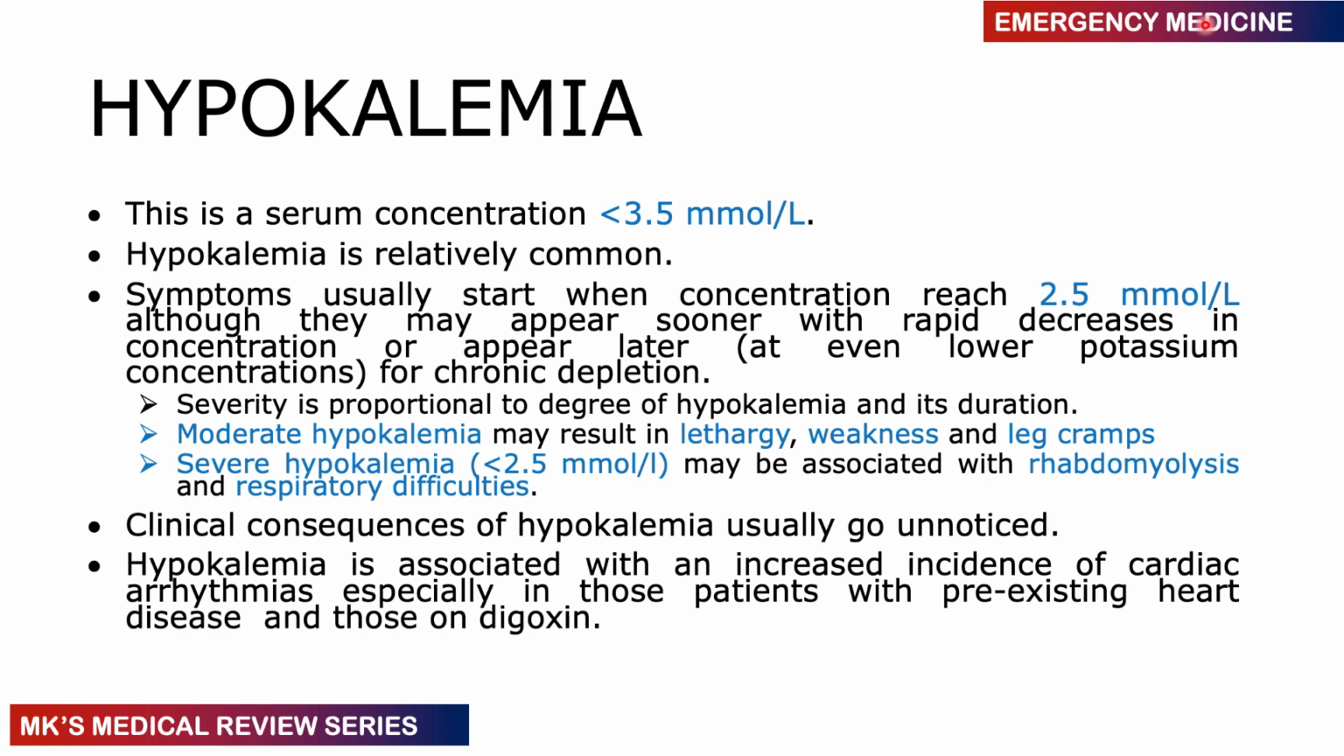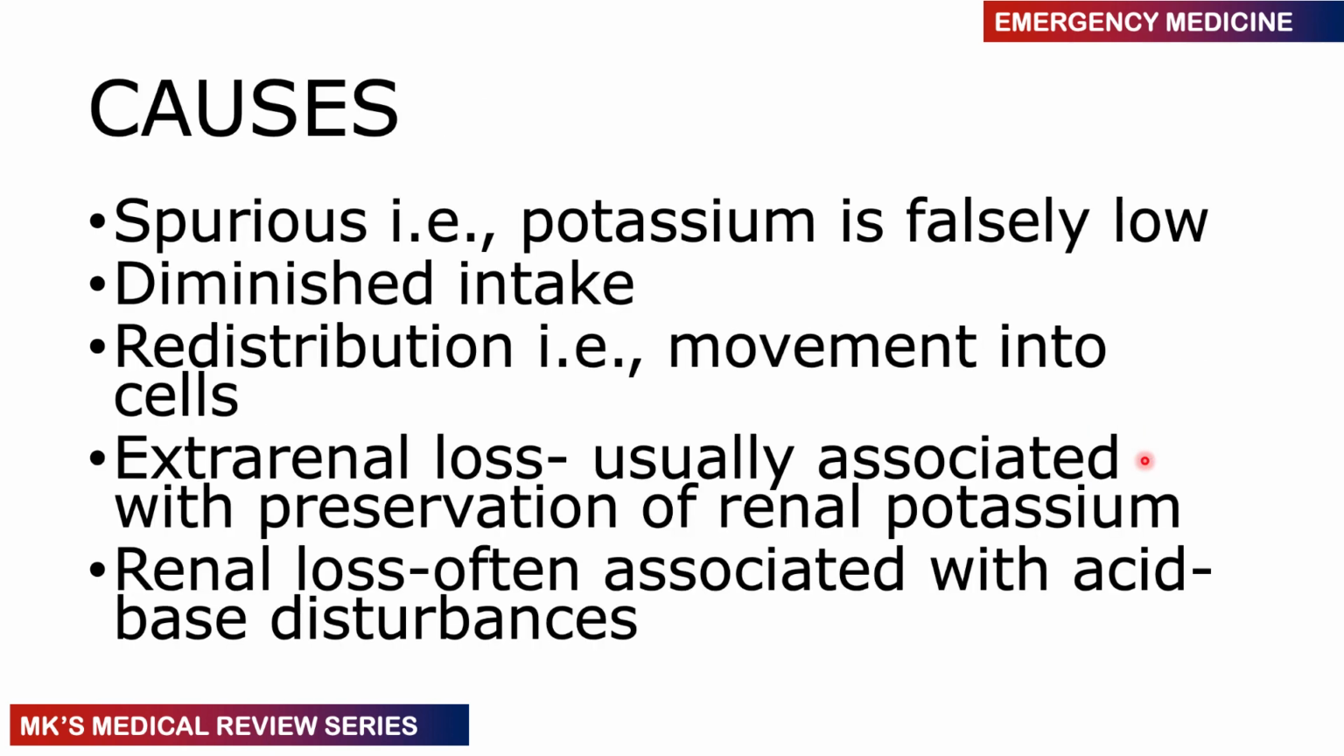Patients that have moderate hypokalemia, that's a concentration between 2.5 millimoles to 3.5 millimoles, generally are going to have lethargy, weakness, leg cramps. Those that have severe hypokalemia, less than 2.5 millimoles per liter, may be associated with rhabdomyolysis with subsequent renal failure, as well as respiratory difficulty and impending respiratory failure. Consequences of hypokalemia most often go unnoticed, but it may be associated with an increased risk of cardiac arrhythmias, especially in those patients that are on treatment with digoxin and those patients that already have pre-existing heart disease.